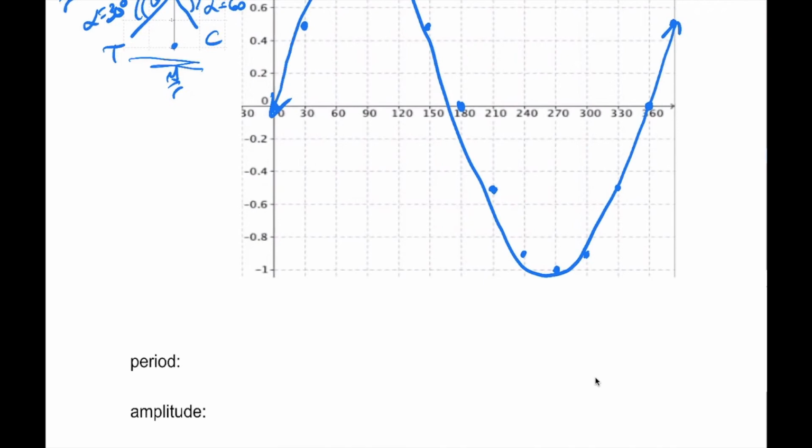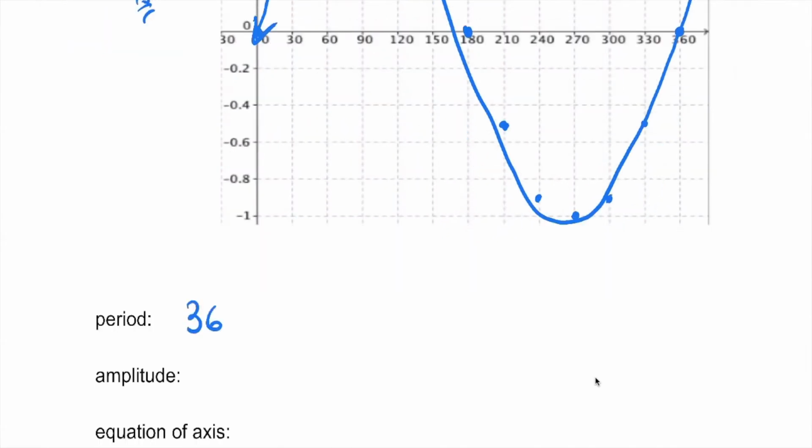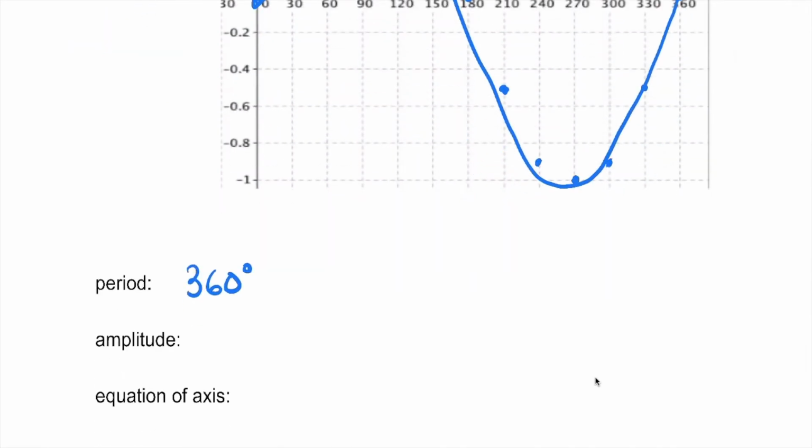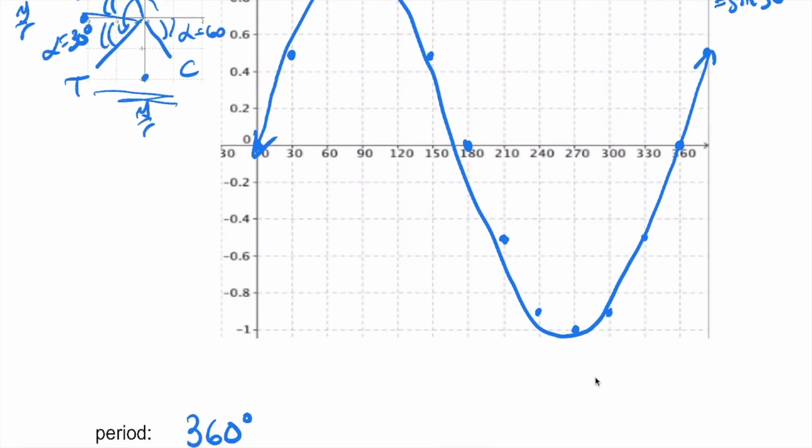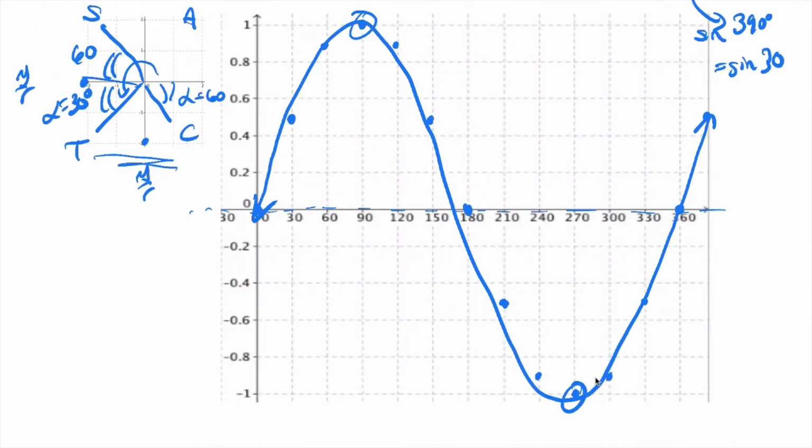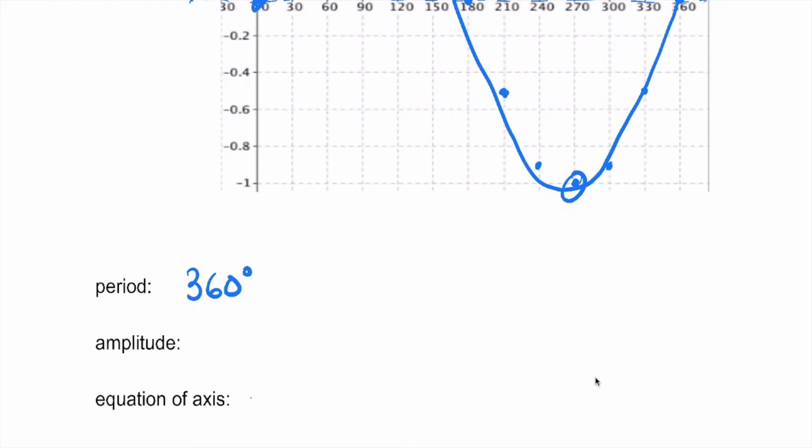The period, again, I said was 360 degrees. Well, the equation of axes, let's look at that one first. Again, what's the midway point? Another way we could look at it is our peak is 1, our trough is -1. So really our equation of axes is halfway in between, and that is really our x-axis, or y is equal to 0.